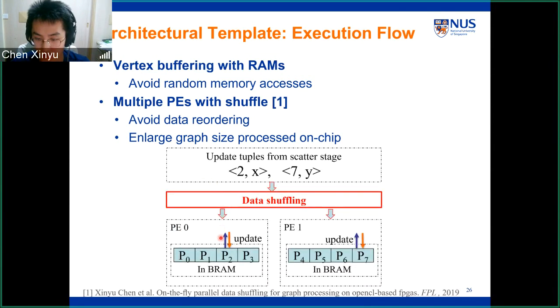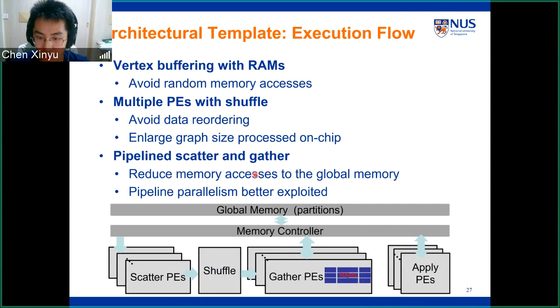Yeah, this is the diagram of this shuffling enabled processing, pretty similar with the previous one. And also we pipeline the scatter and gather inside FPGA, in a BSP manner. Previous studies may process the scatter first and then write the results back, and then conduct the gather stage. So if we pipeline them inside FPGA, we can reduce memory accesses to the global memory, and we can better explore the pipeline parallelism.